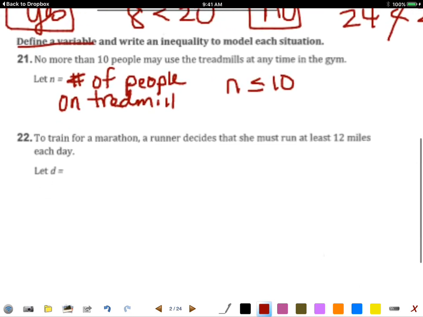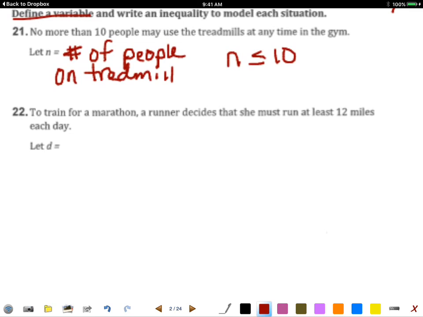Okay, number 22. To train for a marathon, a runner decides that she must run at least 12 miles each day. Let D equal the distance that she's running. Okay, and so what would this one look like? It would look like Harley? D has to be greater than or equal to 12. Very good. D would have to be greater than or equal to 12.